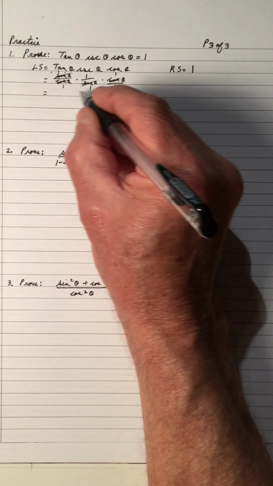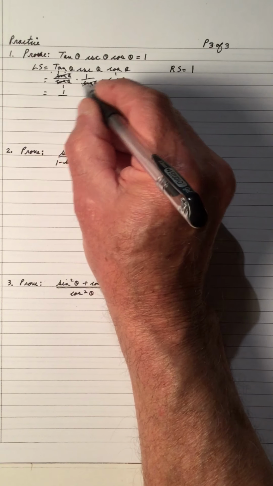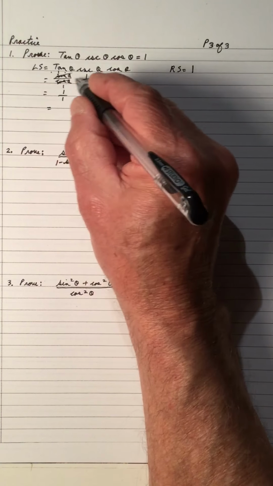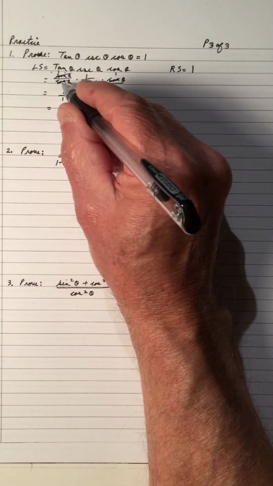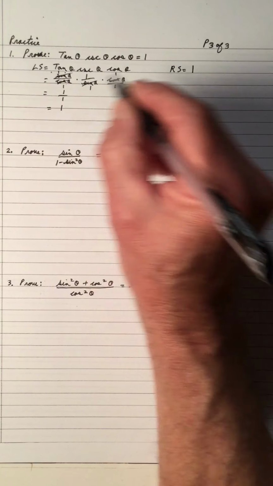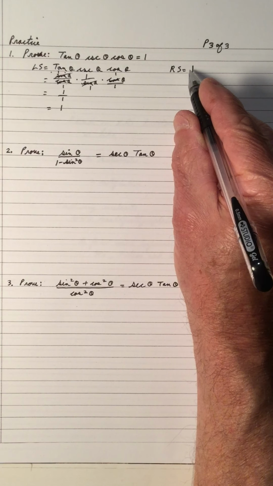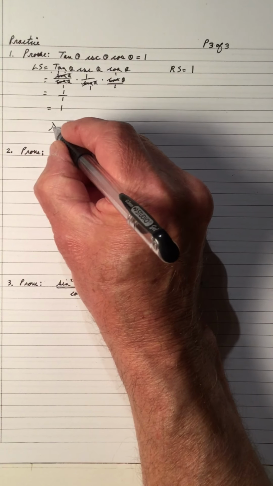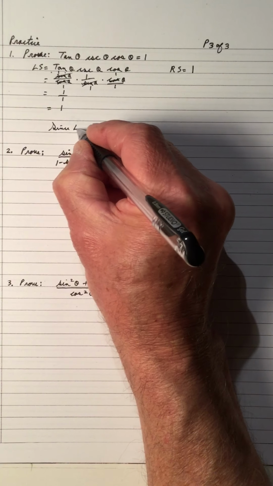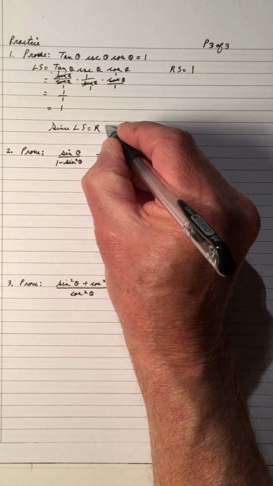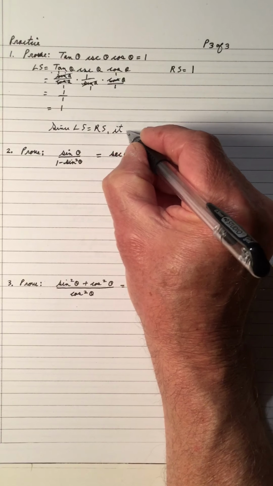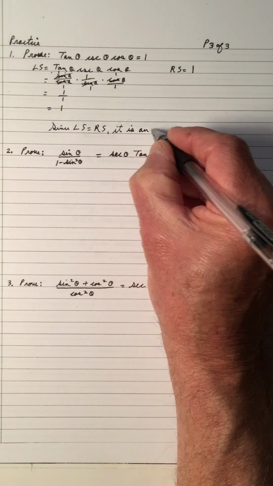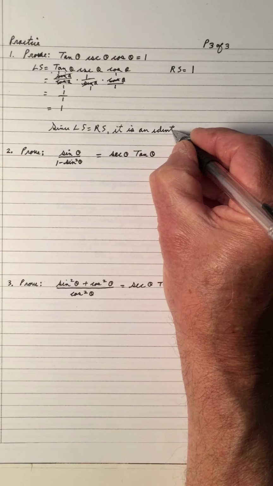And all 1s on the top. All 1s on the bottom. Multiply 1 times 1 times 1. 1 times 1 times 1. 1 over 1 is 1. And notice, the right-hand side is a 1. The left-hand side is a 1. Since the left side equals the right side, it is an identity.